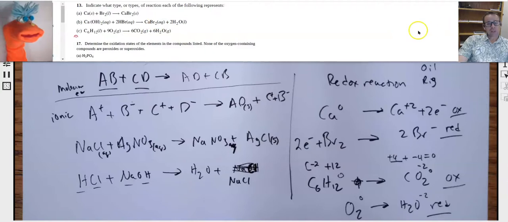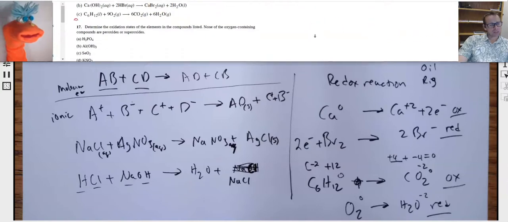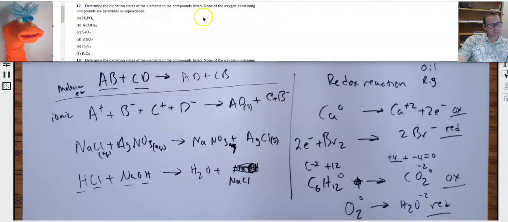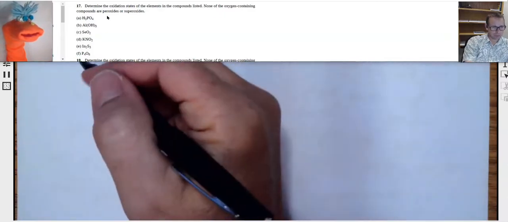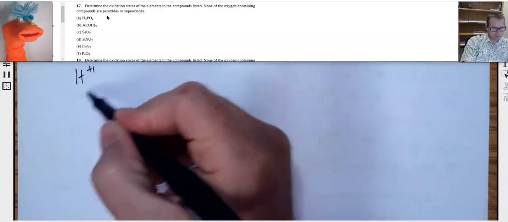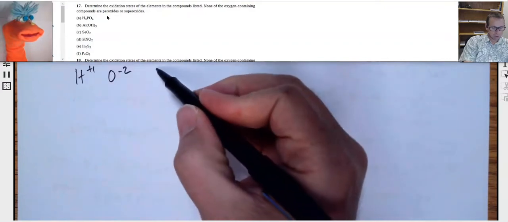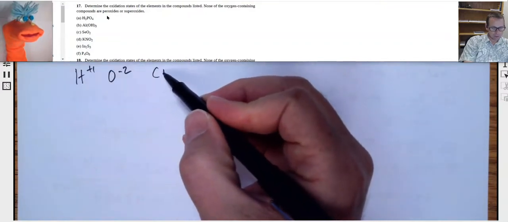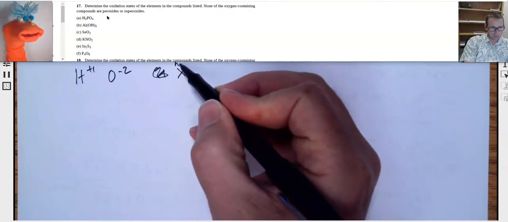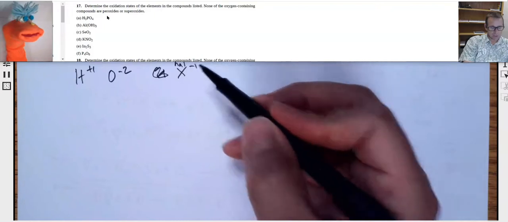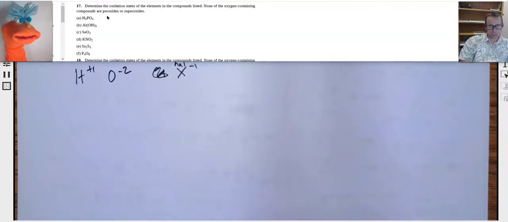Okay, now we want to determine the oxidation state of the elements in this compound, and none of the non-oxygen containing compounds are peroxides or superoxides. Okay, so the common rules that we know is that hydrogen is +1, oxygen is -2, chlorines, bromines, iodides, those are called halogens. We'll call those X, halogens, right? They're -1 generally. Sometimes they can be different, but generally they're -1.